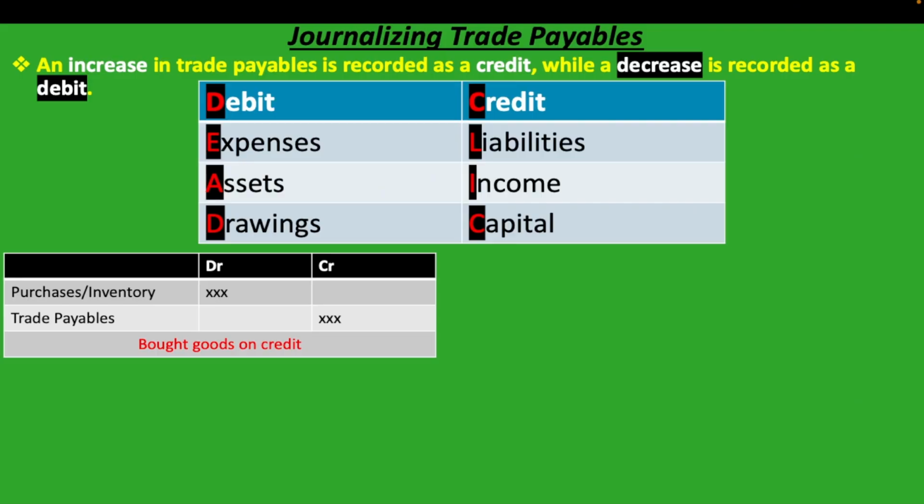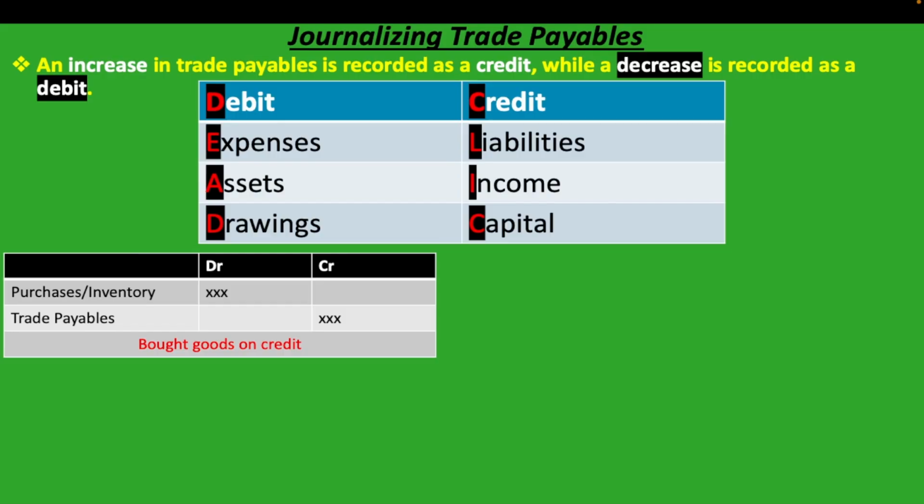And so that should make it very clear. But in a nutshell, it's what I've explained. You debit purchases if it's the periodic inventory system, and you debit inventory if it's the perpetual inventory system. But crediting, we know it's trade payables whenever you buy goods on credit.